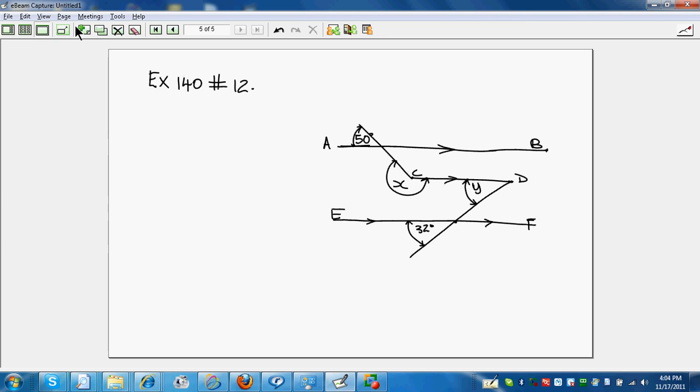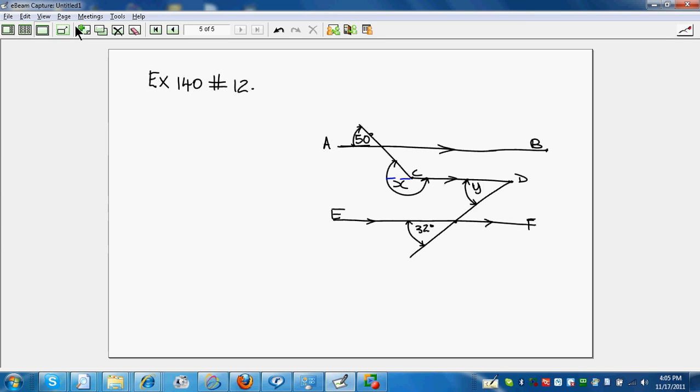We are looking at exercise 114, number 12, and they're asking us to find the angles X and Y, given that AB and EF and CD, those three lines, are parallel lines. So if those lines are parallel, how can we evaluate X and Y?